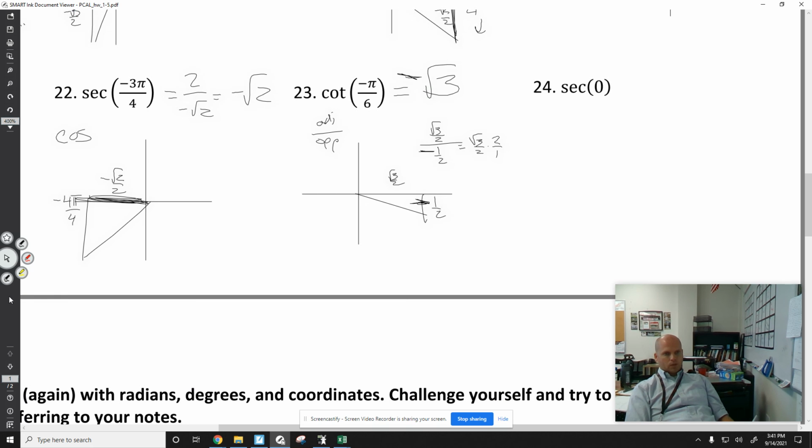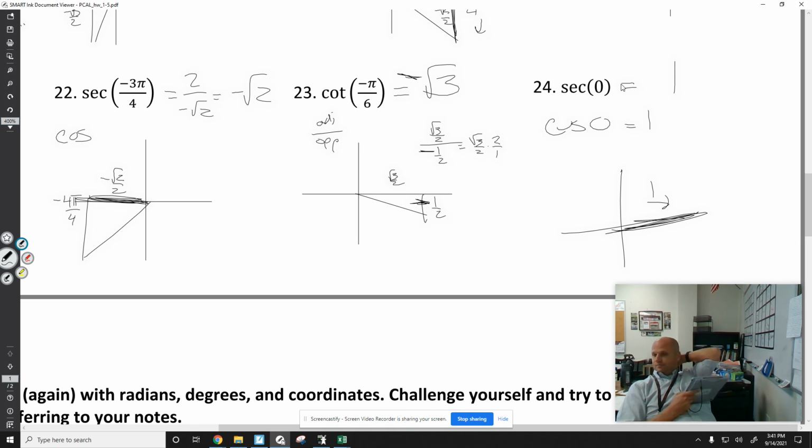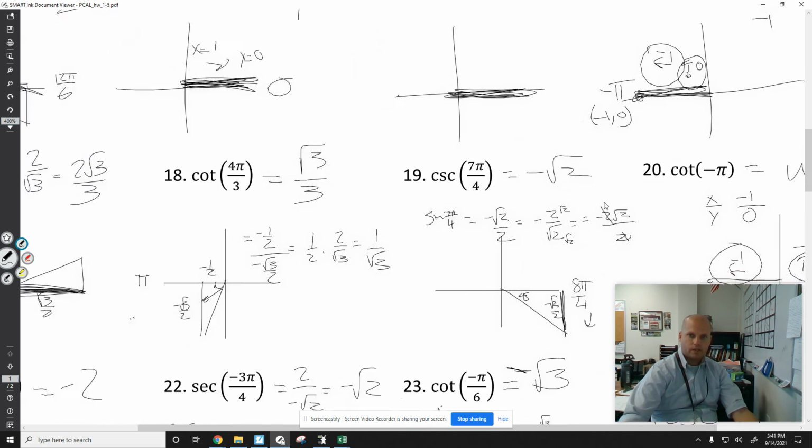Secant of 0. I know what the cosine of 0 is. Cosine of 0 is 1. How do I know that? Because I'm going to the right 1. Flip 1, you get 1. Hope we remember that if you flip 0, it's undefined.